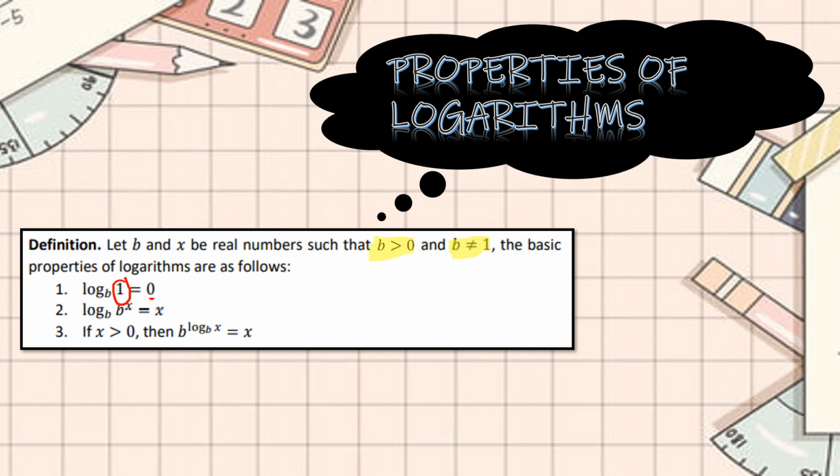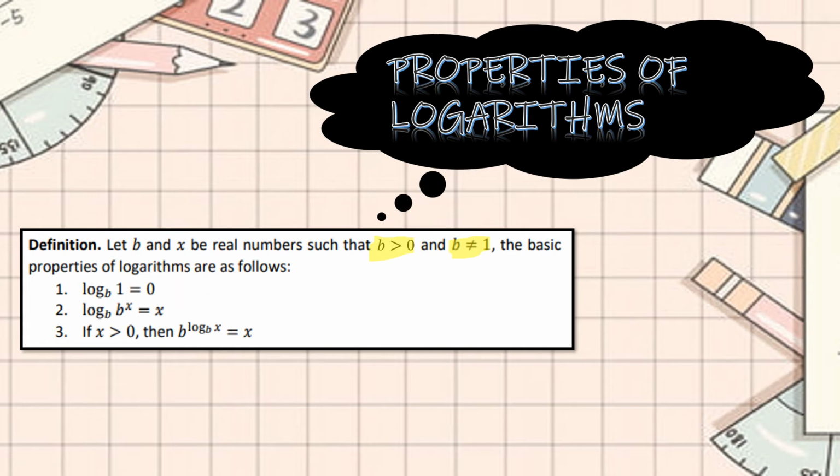Diba? Kapag sinulat kasi natin to as exponential form, so base raised to 0 equals 1. Diba? Any number na i-raise mo kay 0 ay equal lang kay 1. So, same lang din as logarithm. So, kapag may 1 dito, ang answer lagi doon ay 0.